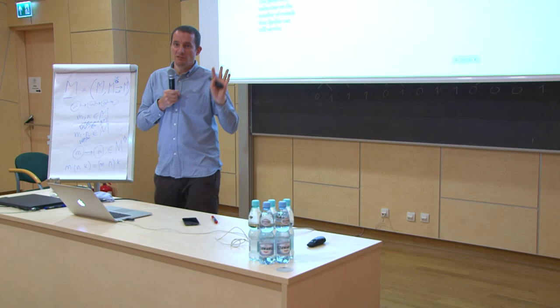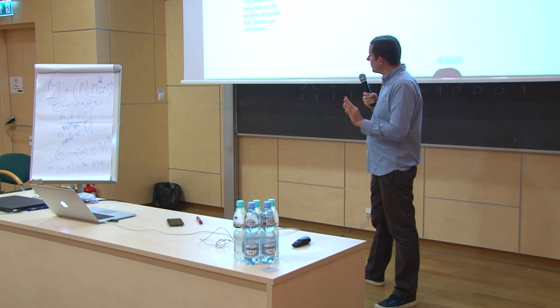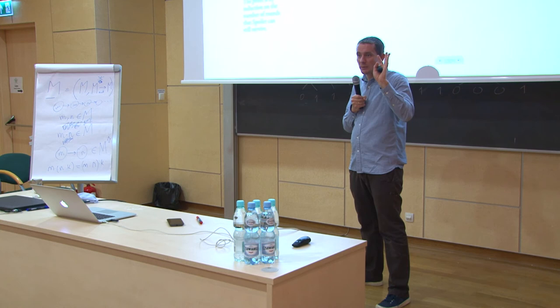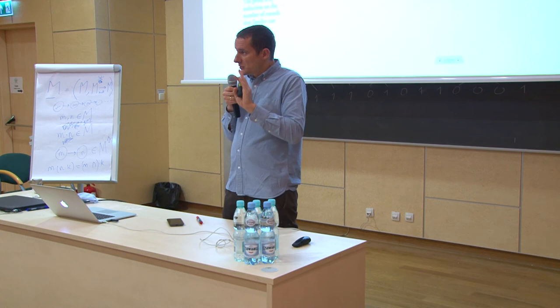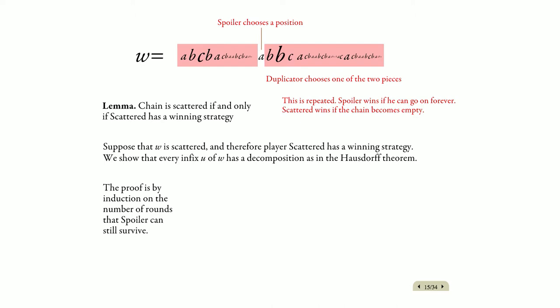The number of rounds that a spoiler can still survive is an ordinal number. I don't want to go into the details. If you know this type of thing, you know it. If you don't, just substitute the number of rounds left to survive. It's a well-defined parameter, and this is what we'll do induction on. So let's just do it.